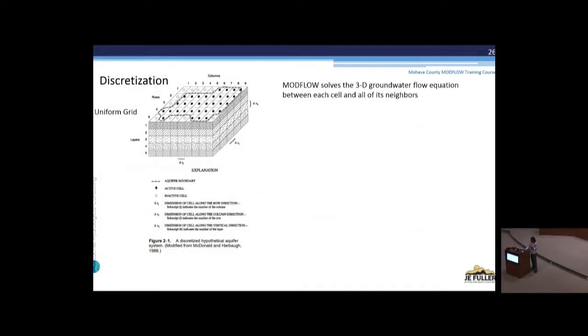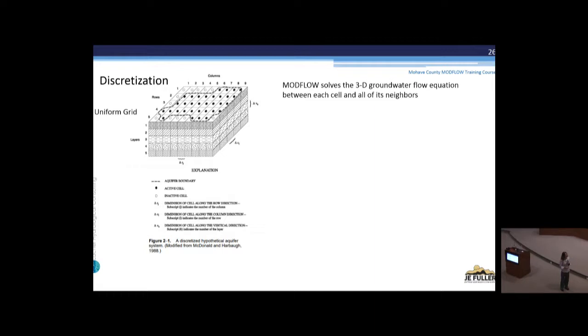All right, so this is a graphic directly from the old 1988 McDonald and Harbaugh modeling report for the original MODFLOW. And it's easy to see here that this is a layer cake structure with different characteristics of each layer that represents different hydraulic conductivities, storativity, porosity, characteristics of the aquifer materials.